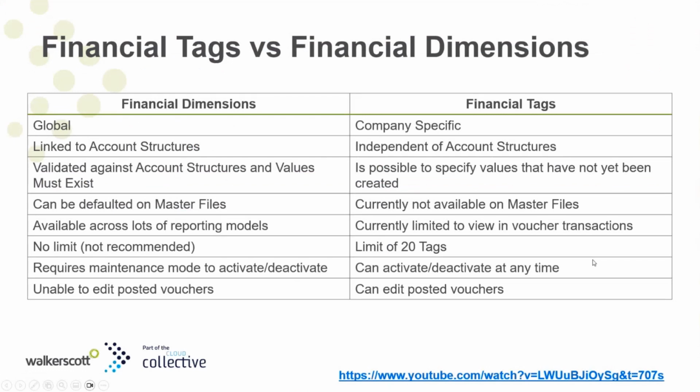So some quick comparisons with financial dimensions. Tags are company specific. They don't have any validation against your account structures, so there's no rules in what users can type for the tags. They're currently limited to general journals, so no master files at this point in time, and you can edit these once you've posted your transactions.